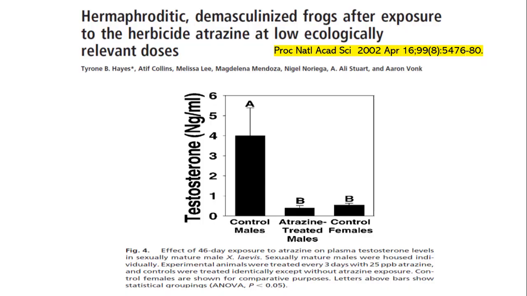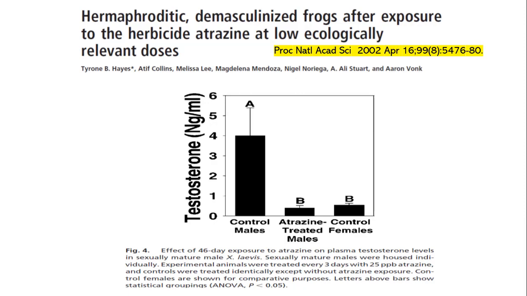In this study, they exposed tadpoles that had recently hatched until they reached the stage of metamorphosis. They did so at concentrations of atrazine going from 0.1 part per billion all the way up to 200 parts per billion, and they replaced the water every 3 days. What they found is that at concentrations of just 0.1 part per billion, the individuals became hermaphrodites.